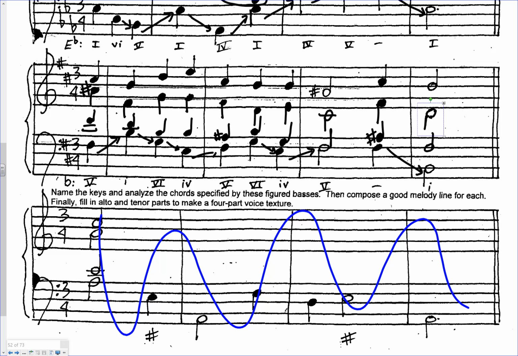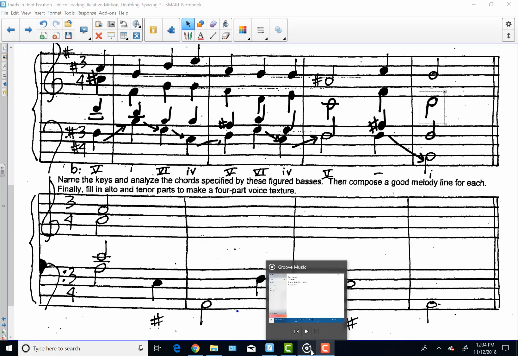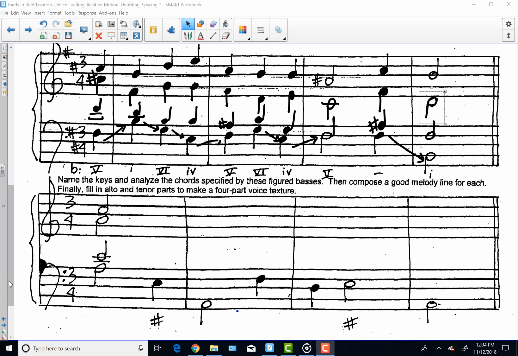All right, so this concludes this video for today. AP, please take out staff paper and copy down your homework this evening, which is going to be this 4-measure harmonic progression in 3/4. Please copy down the notes that are given and the figured bass sharp signs where they are written. And you will have to name the key and analyze the chords specified by the figured bass.